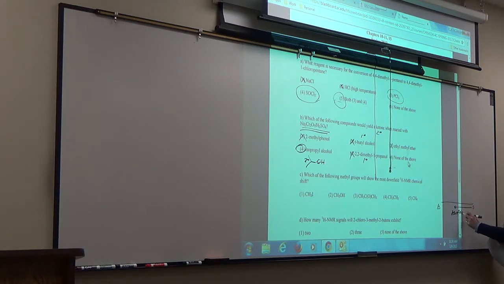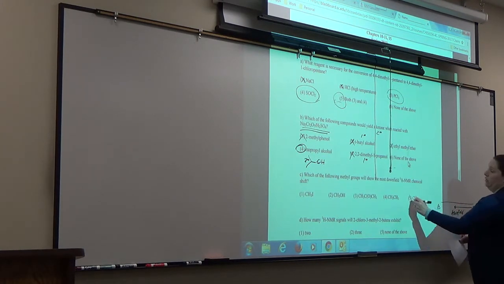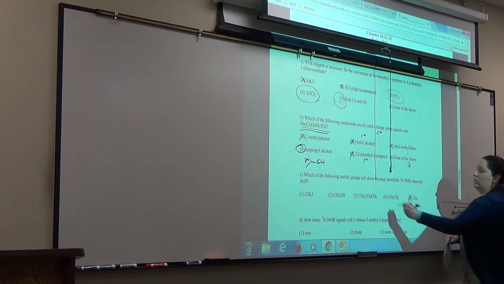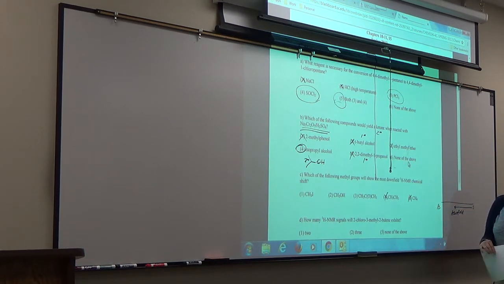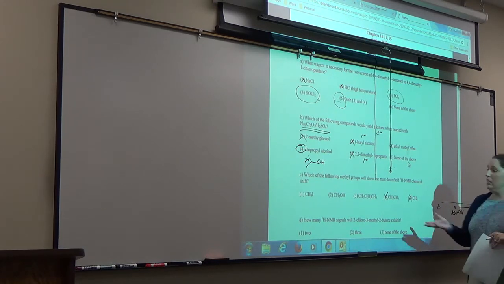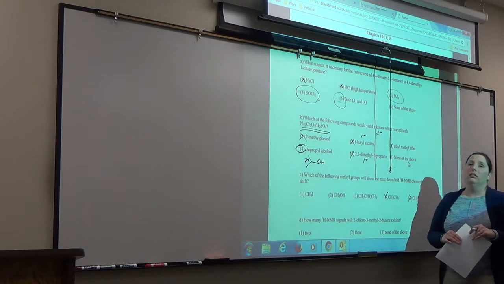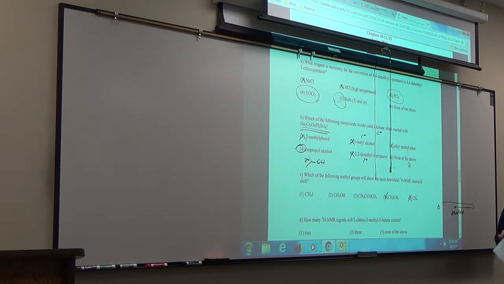So what if you're downfield? It has to have something electronegative, right? So which ones can I rule out? 4 and 5. Yeah, that's gone. Is it methyl iodide? That's gone. Does that make sense? Now all of these have technically. Is it 1? So which one would it be?